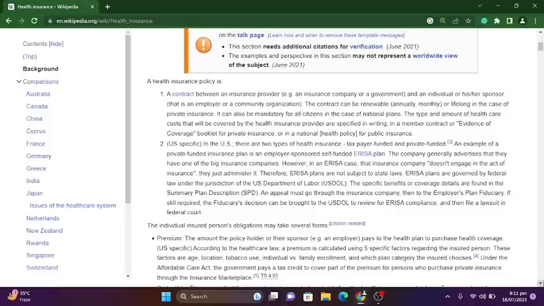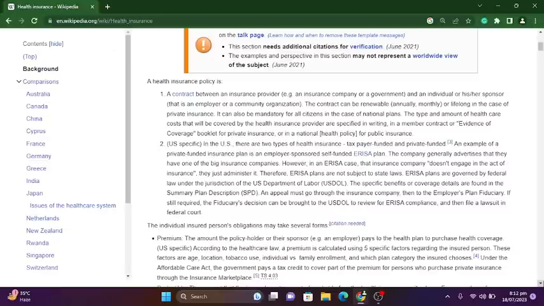In the US, there are two types of health insurance: taxpayer funded and privately funded. An example of a privately funded insurance plan is an employer sponsored self-funded ERISA plan. The company generally advertises that they have one of the big insurance companies. However, in an ERISA case, that insurance company does not engage in the act of insurance, they just administer it, and therefore ERISA plans are not subject to state laws. ERISA plans are governed by federal law under the jurisdiction of the US Department of Labor (USDOL).